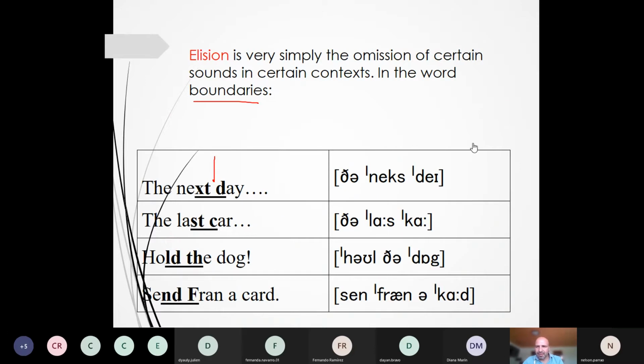So I'm going to ask Mirai to read number 1 and number 2, and Nelson to read number 3 and number 4. Is that all right with you guys? Yes. Okay. Whenever you want, please. The next day, Alaska. How the dog seen from a cat. Perfect. Next day, the last car, hold the dog, and send friend a card.